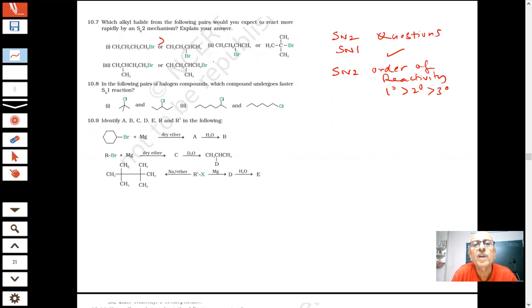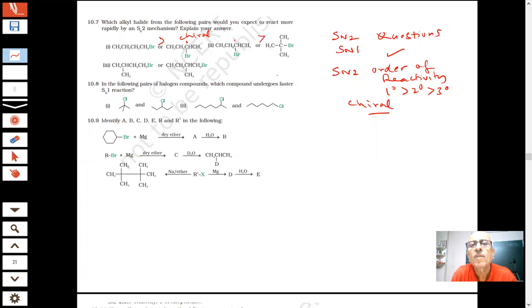Now the question is which is chiral, this one or this one? Second is chiral. This carbon is chiral. Now, out of this and this, which will be faster? The first one will be faster. It's 2 degree. This is faster.